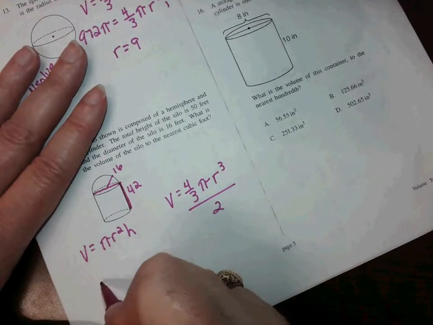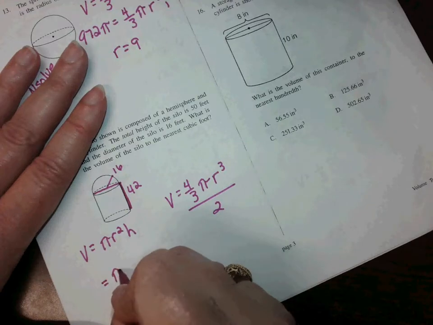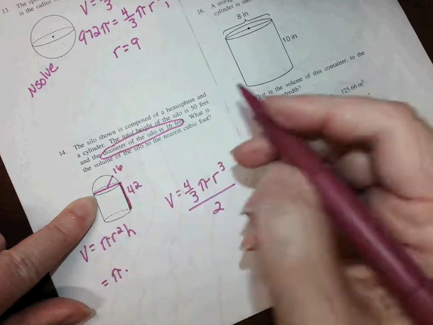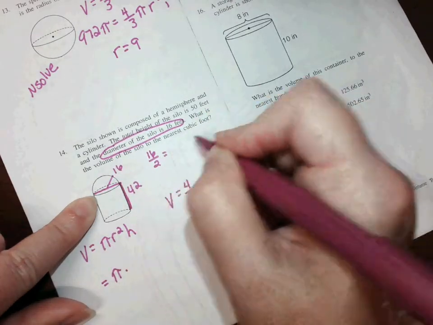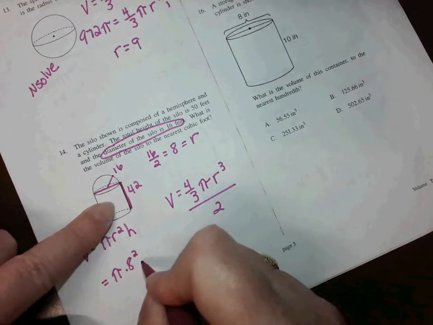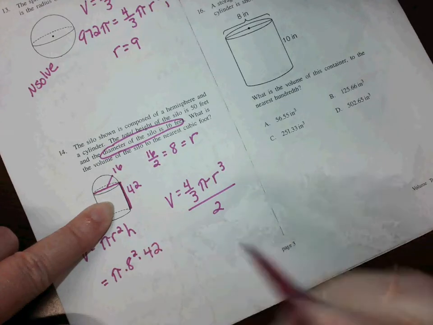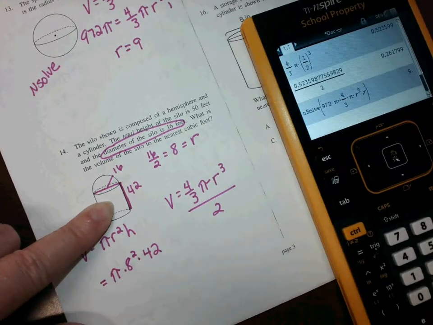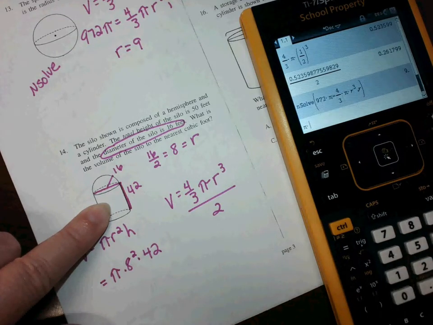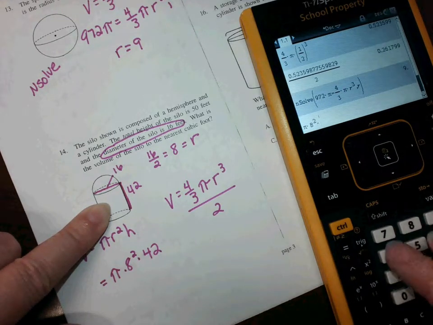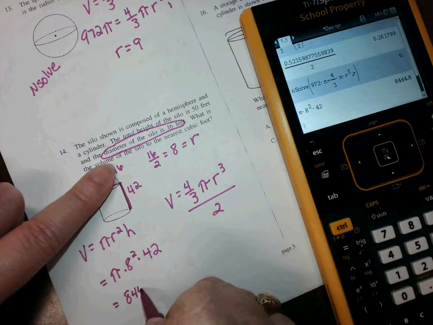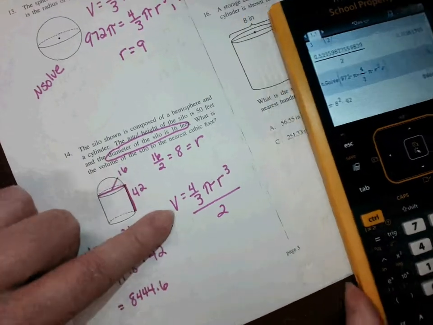Okay, so when I fill this one in, I'm going to do pi times, now if my diameter is 16, that means my radius is 8, because you got to divide it by 2, times the height of 42. So the volume of the cylinder is pi times 8 squared times 42. And that equals, okay? Now the hemisphere.